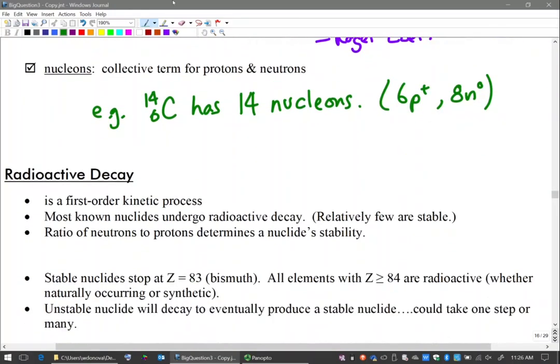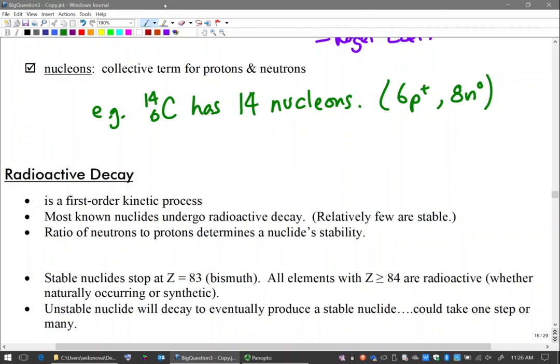So what goes on in nuclear reactions is something called radioactive decay. Radioactive decay is a process where a particular nuclide becomes a nuclide of something else. It might be of the same element or of a different element, depends on the kind of radioactivity, by giving off some kind of particle and some amount of energy.